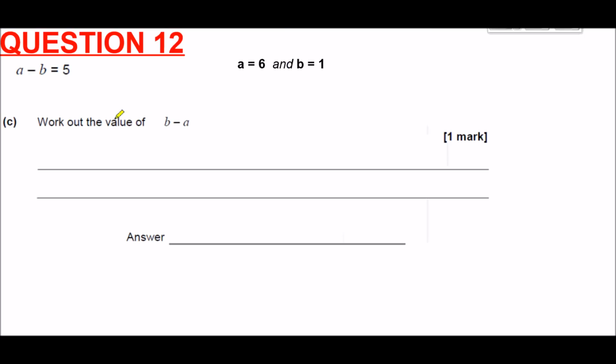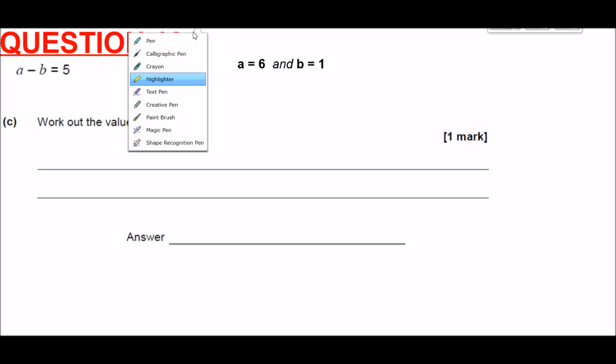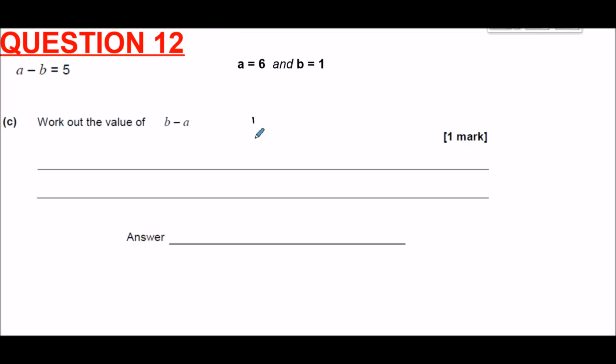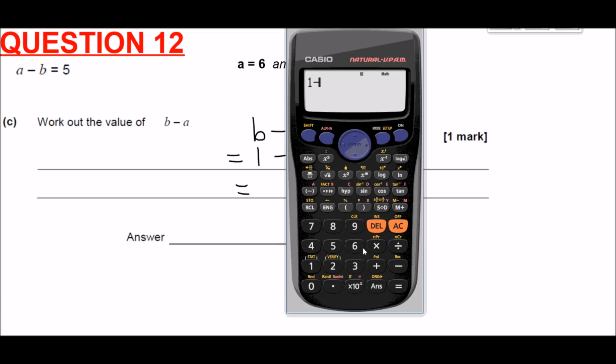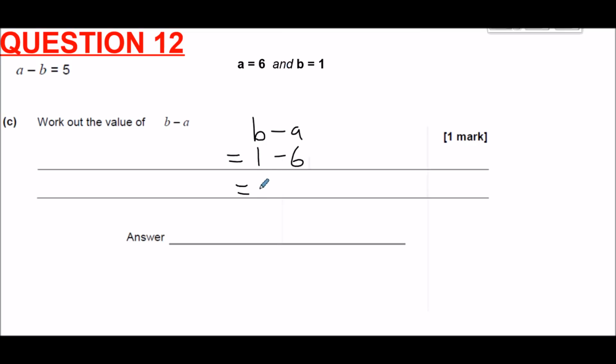Finally, this one, work out the value of B minus A. Now this is much easier just to use these numbers. And so B minus A, B is 1, A is 6. So B minus A means 1 take away 6. If we try this, we would get minus 5. So the answer to part C is minus 5.